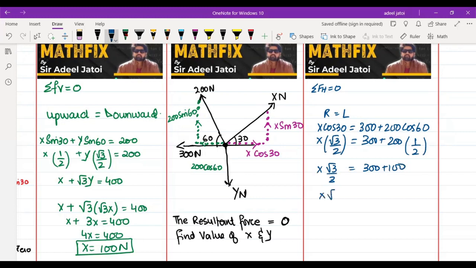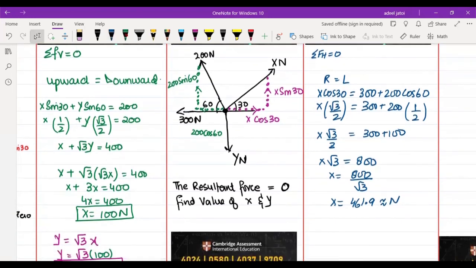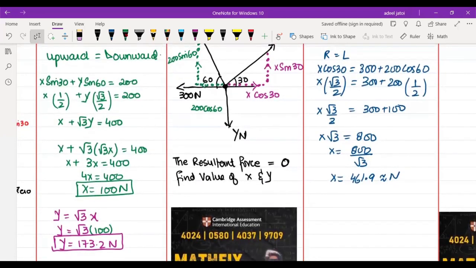So x under root 3 is equal to 300 plus 100, which is 400. 400 multiplied by 2 becomes 800. So x is equal to 800 upon under root 3. Your x becomes 461.9 Newton, which obviously you can take as 462.